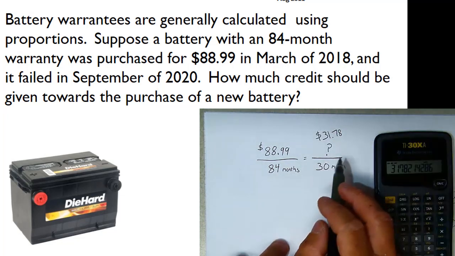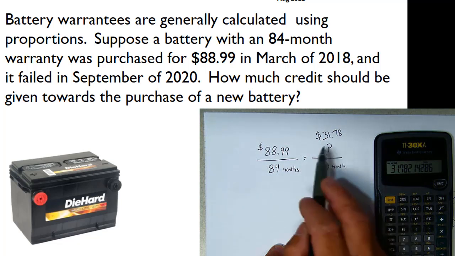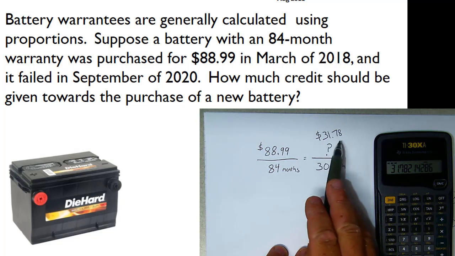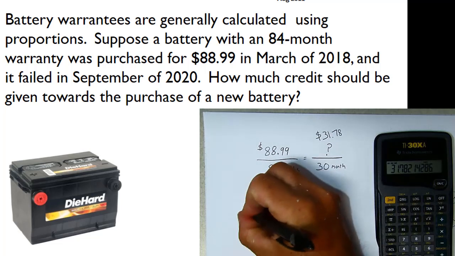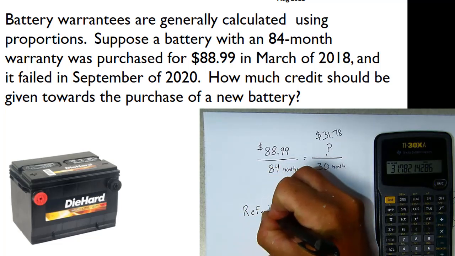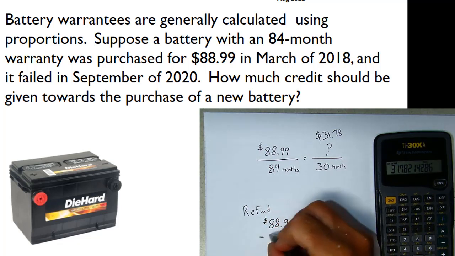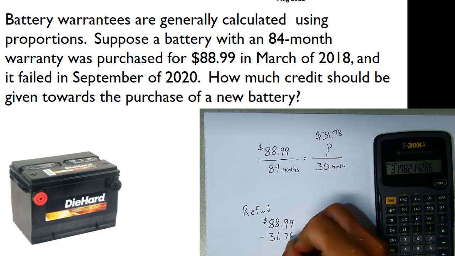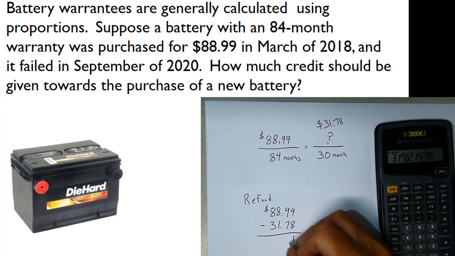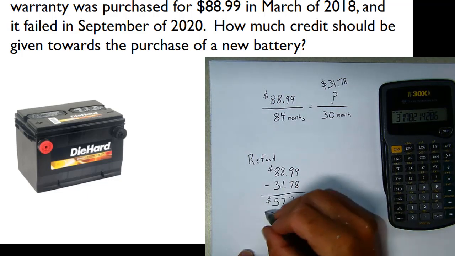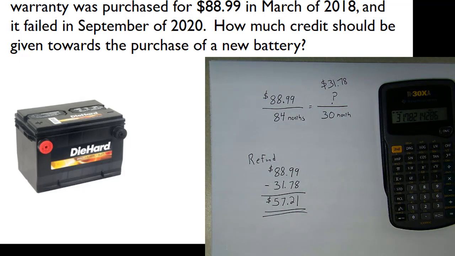Now the thing is, that doesn't answer our question. $31.78 is what this bad battery was worth. In other words, we used up $31.78 of its value already. We're not going to get that back. So our refund will be $88.99. That's how much we paid, but we did use $31.78. And if we subtract that, we're going to get back $57.21 towards a new one, because that's how much more value we should have gotten out of that battery.